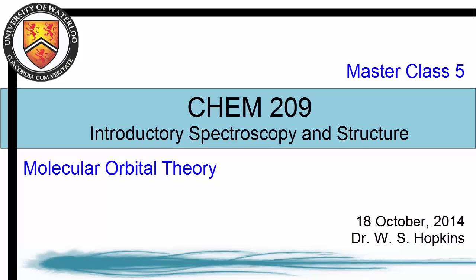Welcome to the Chemistry 209 Masterclass series. This series of lectures is intended to highlight the key concepts of introductory spectroscopy and structure. This lecture, Masterclass 5, discusses the basics of molecular orbital theory.